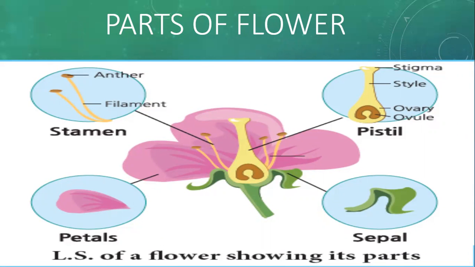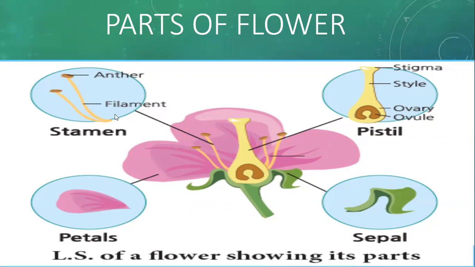Parts of a flower. See the first one, the green part. This is called the sepal. Collectively, the sepals are called the calyx. This calyx, green in color, protects the flower during the bud condition. Next, the colorful, attractive part of the flower is called the petal. Collectively, the petals are called the corolla. These are our non-accessory parts.